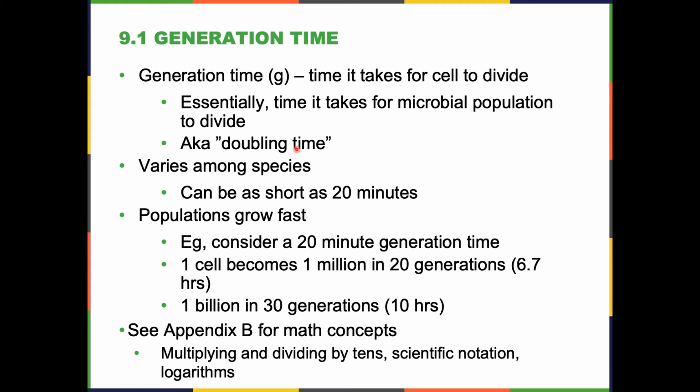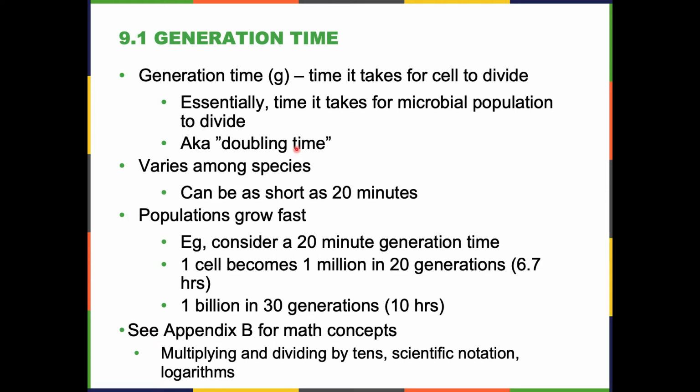One single E. coli cell will become 1,000,000 in 20 generations. That's 1 to 2, 2 to 4, 4 to 8, etc. Do that 20 times, and you're going to have just over 1,000,000, and that takes about 6.7 hours with a 20-minute generation time. After 30 generations, you're over 1 billion, and that's just over 10 hours. So under ideal conditions, you can have a single E. coli cell become 1 billion in less than 10 hours.